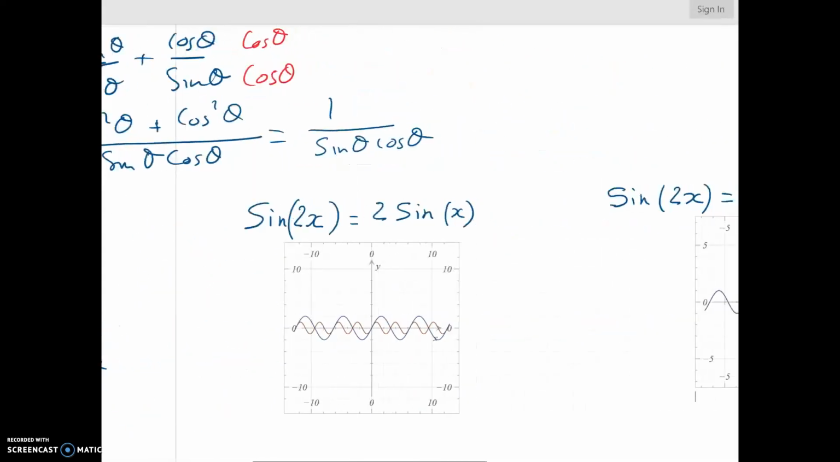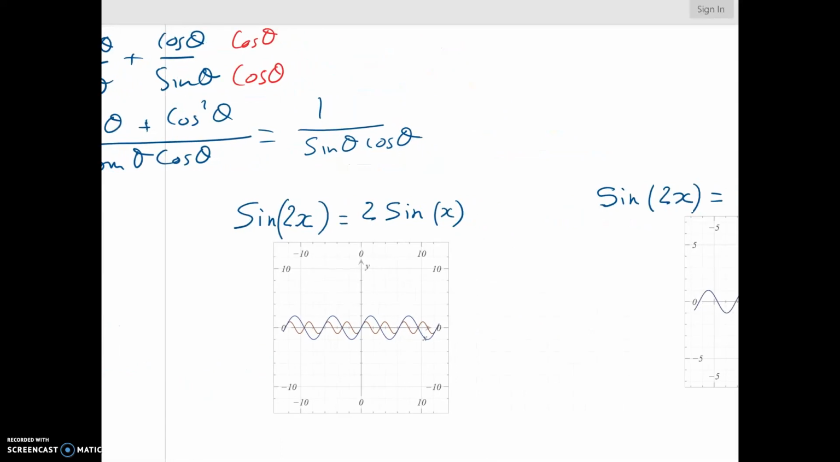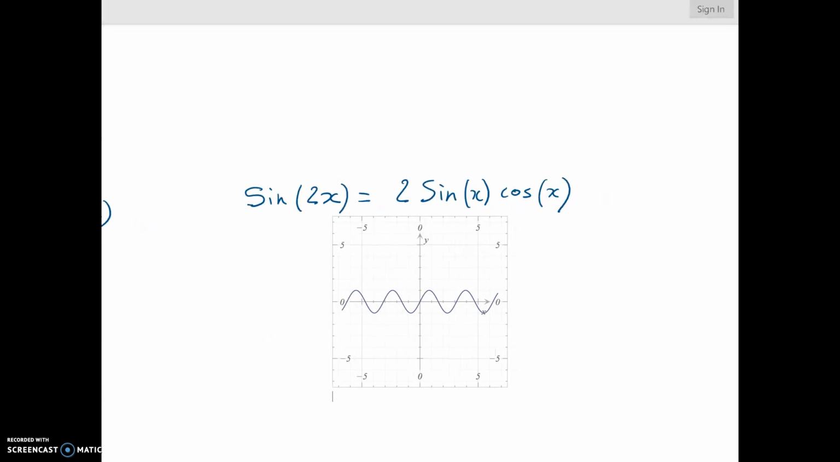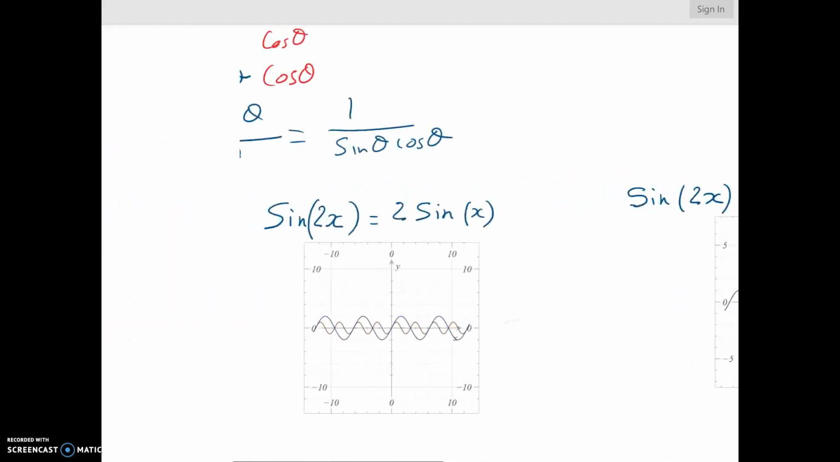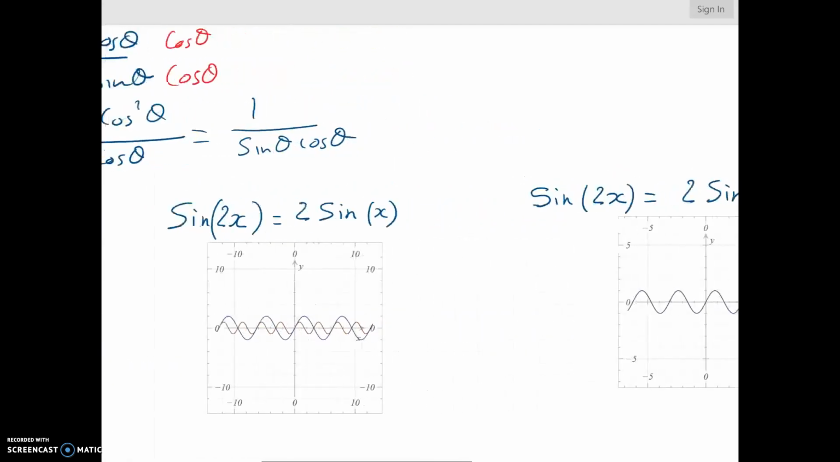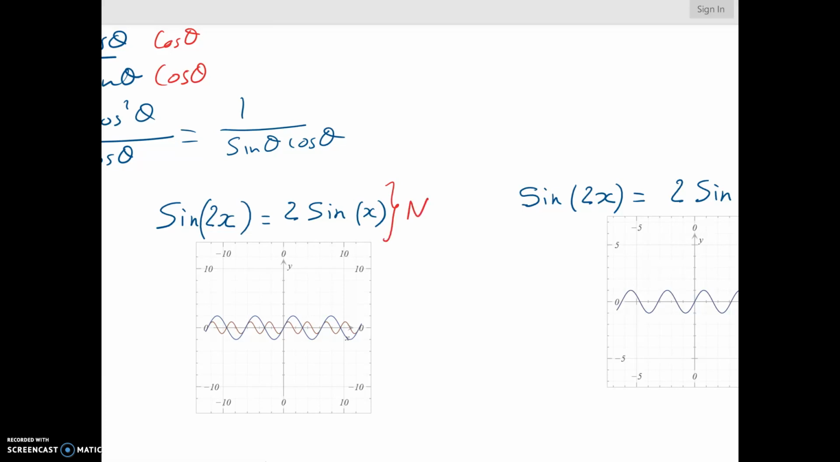So guys, I graph for you sine 2x equal to 2 sine x. I can see clearly that I don't have the same graph, but when I graph sine 2x equal to 2 sine x cosine x, I get exactly the same graph. So this one, yes, it's an identity. On the other side, this one, it's not an identity.